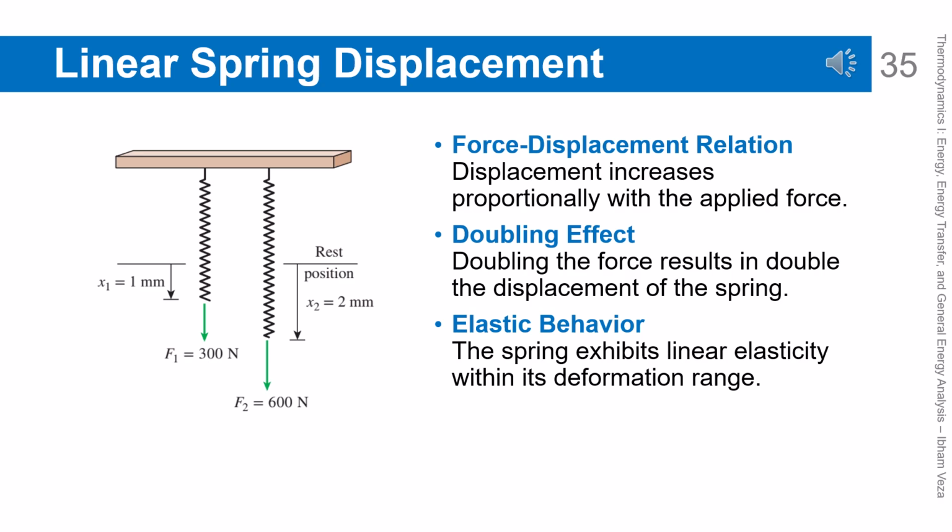Linear spring displacement. In the linear elastic region, the spring displacement is proportional to the applied force. If the force is doubled, the displacement also doubles. This relationship is known as Hooke's law. As long as the elastic limit is not exceeded, this relation holds. This simplifies energy analysis in spring systems.